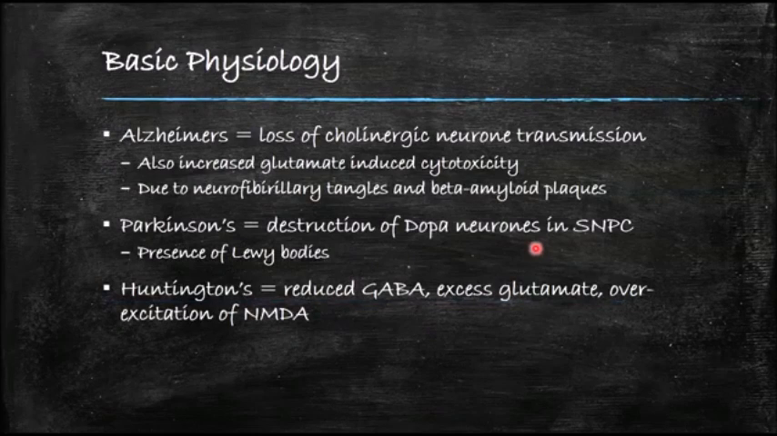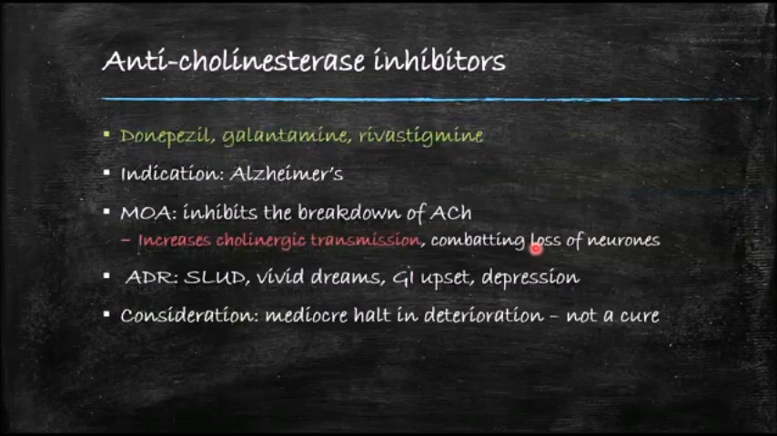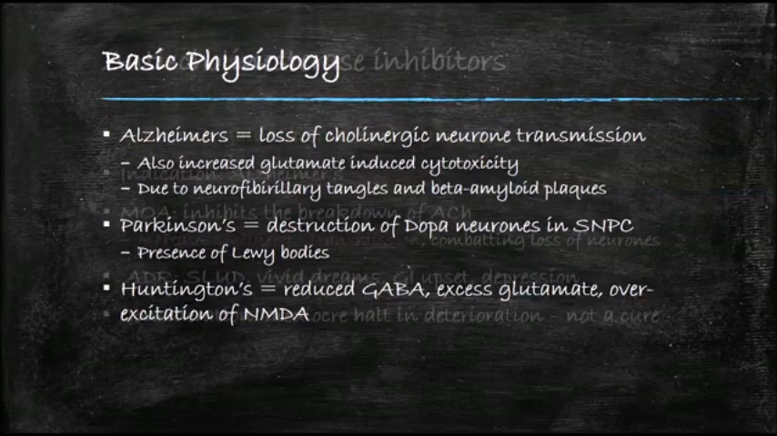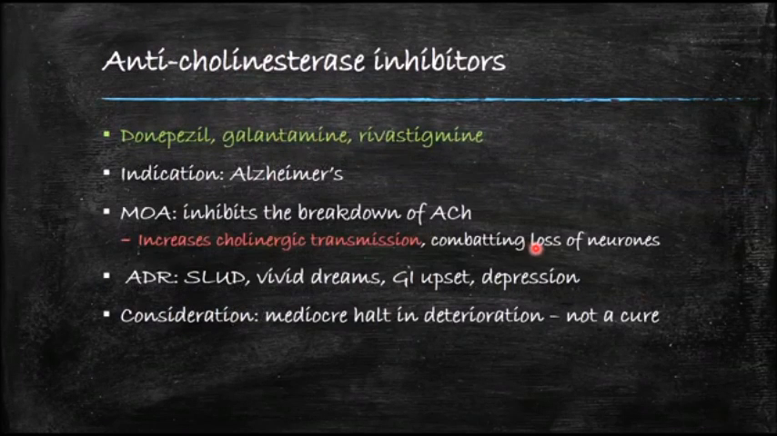In terms of Alzheimer's, Parkinson's and whatnot, you won't really need to know much about Huntington's. Parkinson's they can ask about, and they can do the same with Alzheimer's. Alzheimer's and Parkinson's, because patients can often get both, it can be a balancing game as to which one you treat. So anticholinesterase inhibitors can be used in Alzheimer's, and they inhibit the breakdown of ACh.